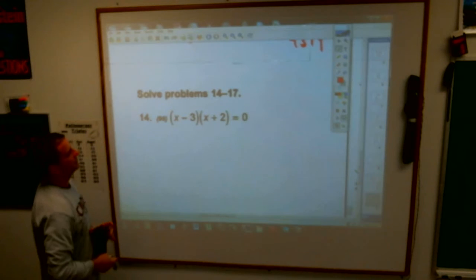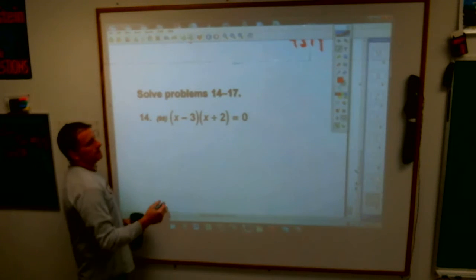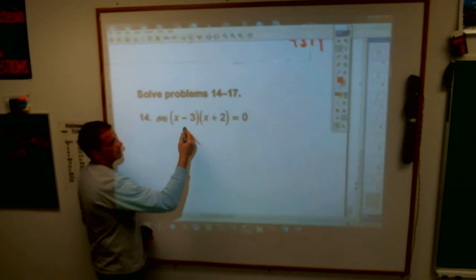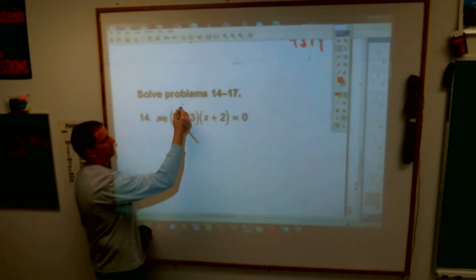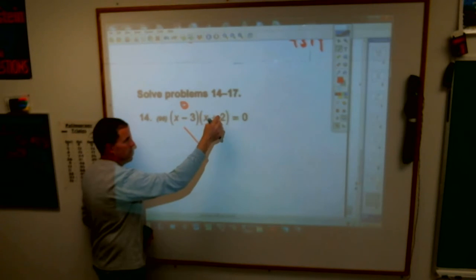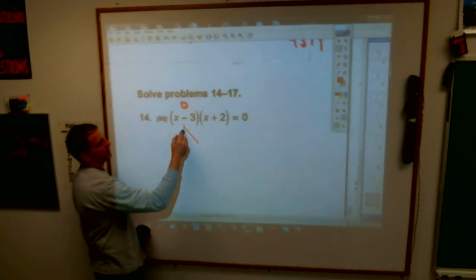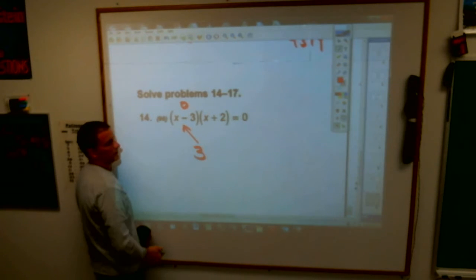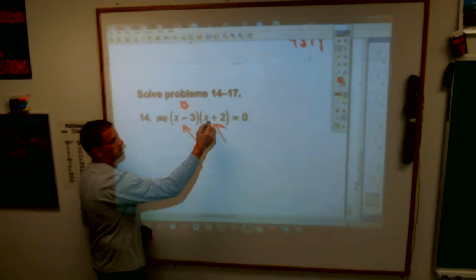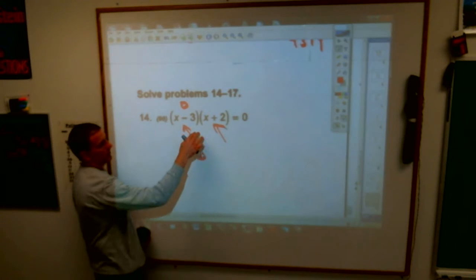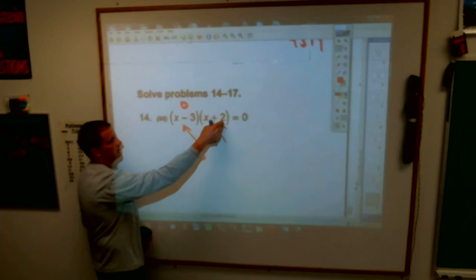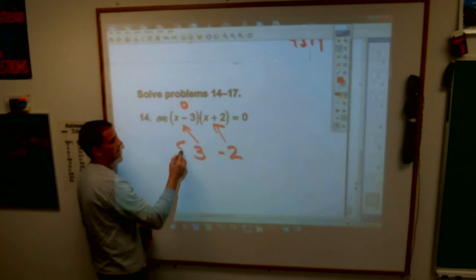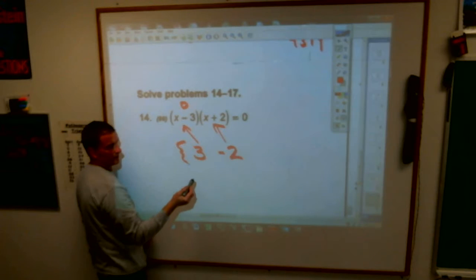Solve problems. This one should be pretty simple. I'm hoping everybody got this. These are factors, so if this parenthesis is 0, it's an answer, or if this parenthesis is 0. When will this be 0? X minus what number is 0? When x is 3. X plus 2, when will that be 0? What number when you add 2 to it gives you 0? Minus 2.